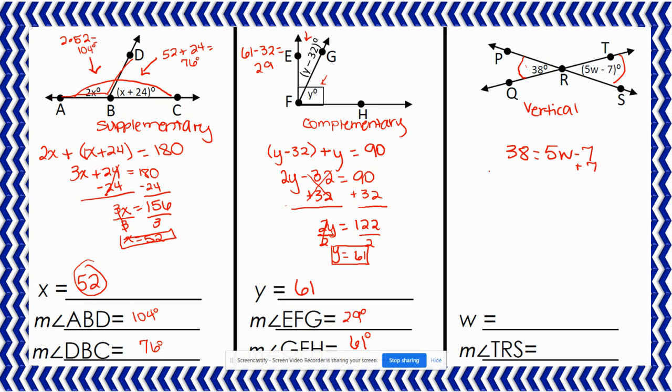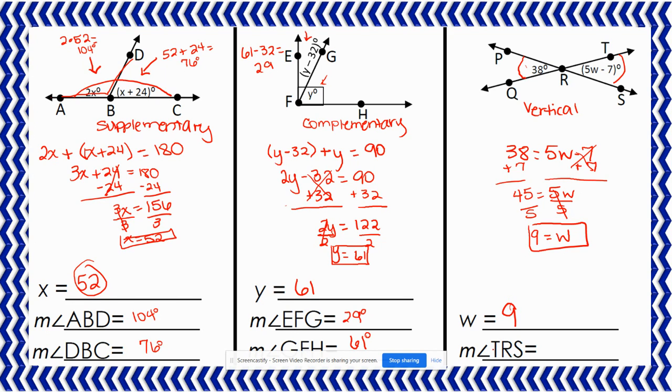So I'll add 7 on both sides of this equation. 38 plus 7 is 45. The negative 7 plus positive 7 cancels and leaves me with 5W. Then I divide by 5 on both sides. 45 divided by 5 is 9. These 5's cancel and leave me with W. So that means W is equal to 9.